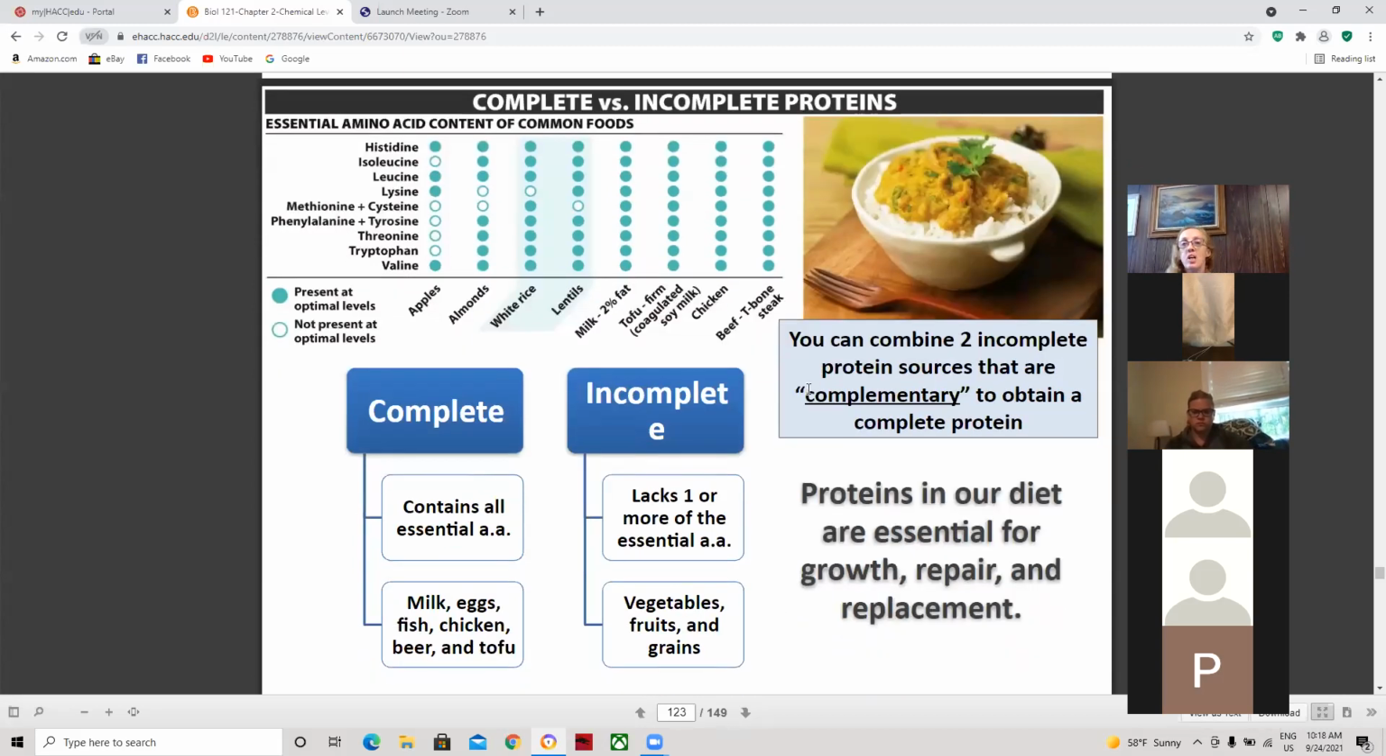So complete versus incomplete proteins. Complete proteins have all of the essential amino acids. The examples of these foods are milk, eggs, chicken, beer, and tofu. Oh, hey, there's one benefit to drinking beer. Incomplete proteins lack one or more. You can combine two incomplete protein sources to obtain a complete protein.